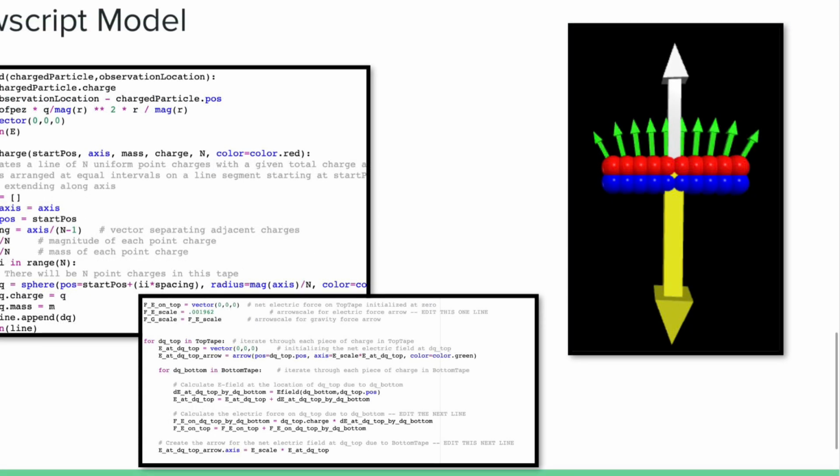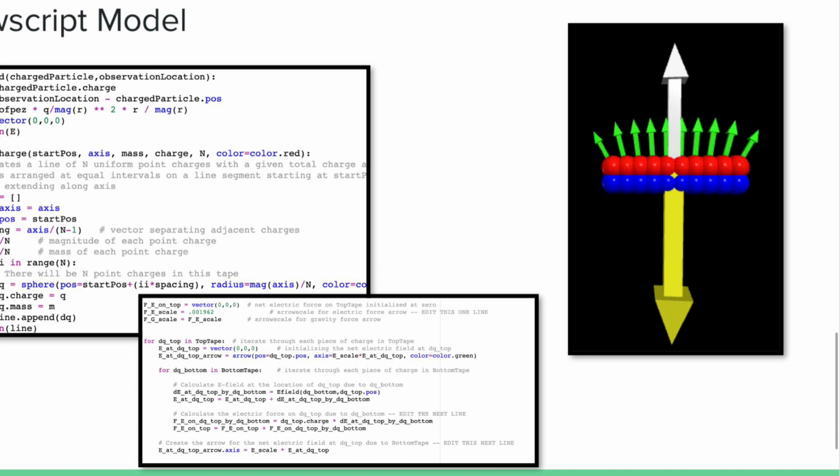For this code model, we had to create the electric field, including the charge, the observation location, and the position, and then calculate the electric field using the K value, the Q, and the magnitude, and then return that value. Then we created the line charge using the axis and the position, and also calculated the magnitude of each point charge and the mass of the point charge. Then we calculated the net electric force on the top tape and then the bottom tape.